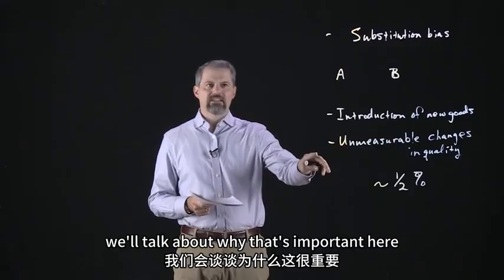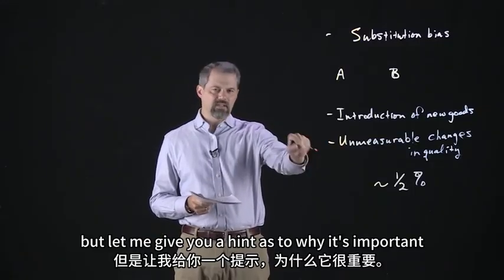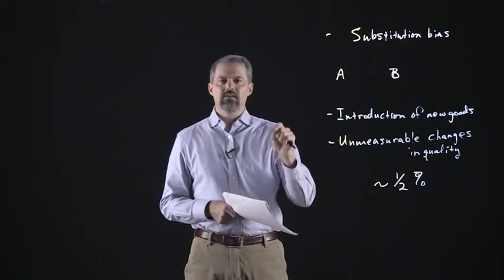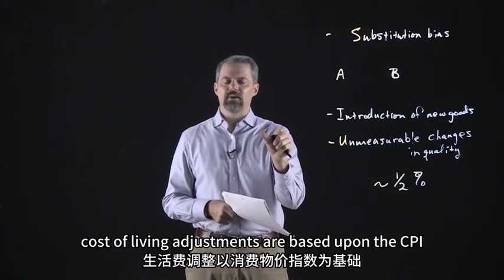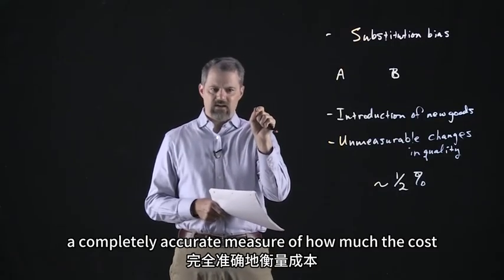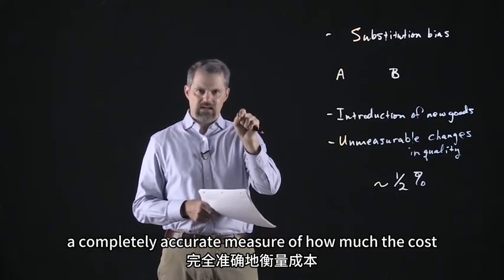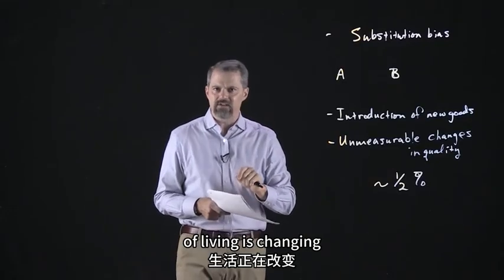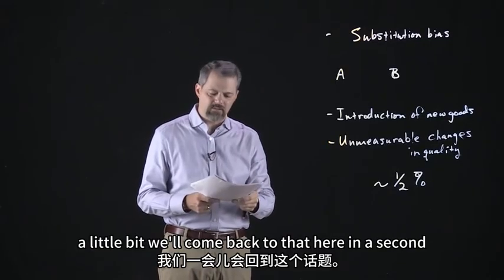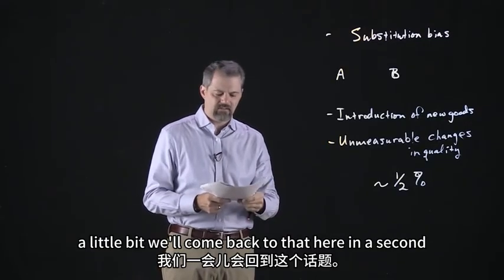We'll talk about why that's important here in just a second, but let me give you a hint as to why it's important. It's important because cost of living adjustments are based upon the CPI. And so if the CPI doesn't give us a completely accurate measure of how much the cost of living is changing, then cost of living adjustments are going to be off by a little bit. We'll come back to that here in a second.